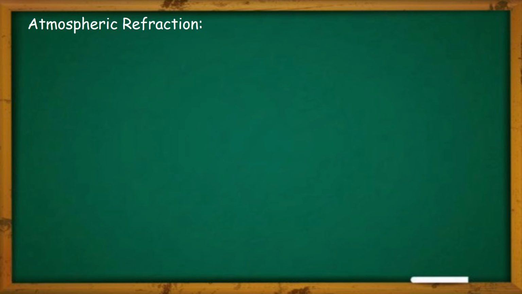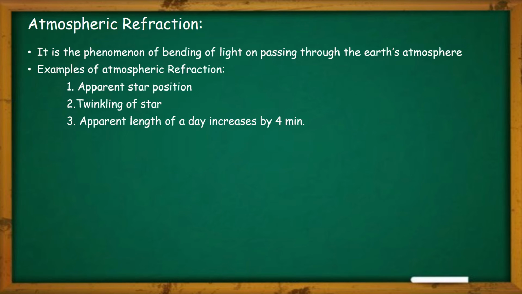Now let us know about atmospheric refraction. You already know about refraction. When this refraction happens in the atmosphere, we call it atmospheric refraction. So atmospheric refraction is the phenomenon of bending of light on passing through the Earth's atmosphere. Because the Earth's atmosphere is not uniform everywhere, whenever light passes through it, it bends and changes its path, which is known as atmospheric refraction.